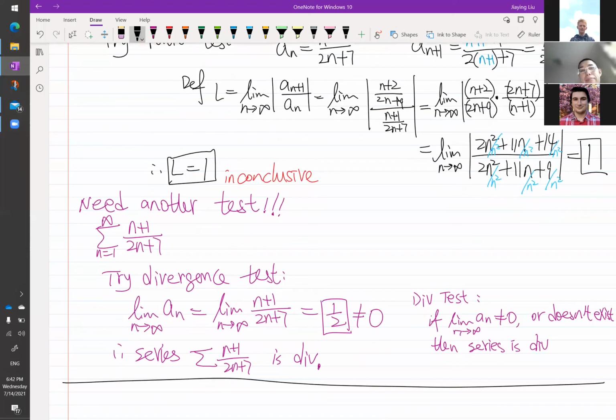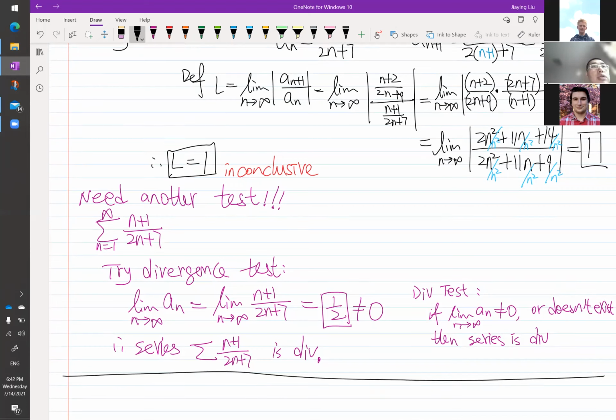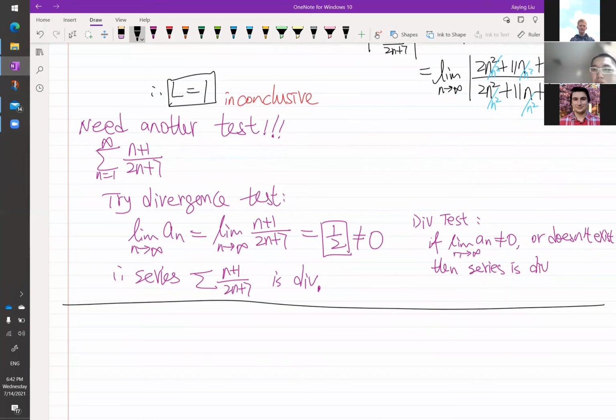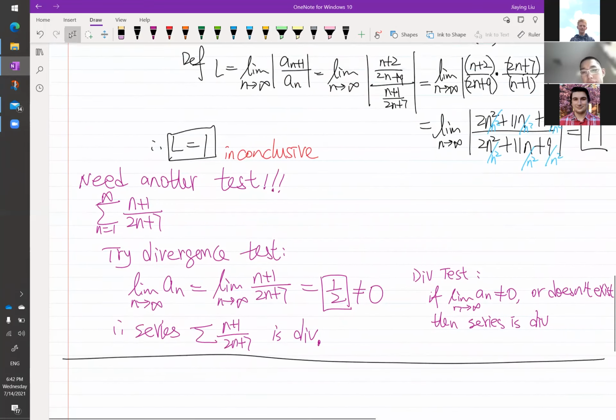Any questions on this example? So this is an example where the ratio test doesn't give you any conclusion. Then I'm going to give you another example that may give you a conclusion. Any questions? So how do you know it's divergent?